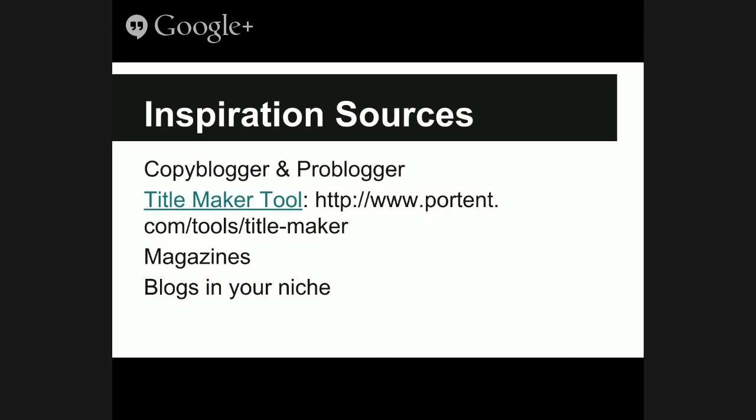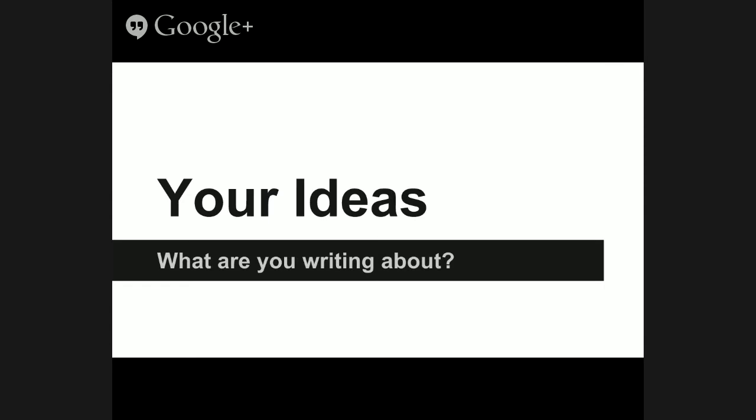And the other one is blogs that are already doing well in your niche, blogs that you're already reading. Think about and keep an eye out and observe how they are using blog headlines for their own advantage. So those four are really sources that I keep looking at, and I always keep an eye out on these.